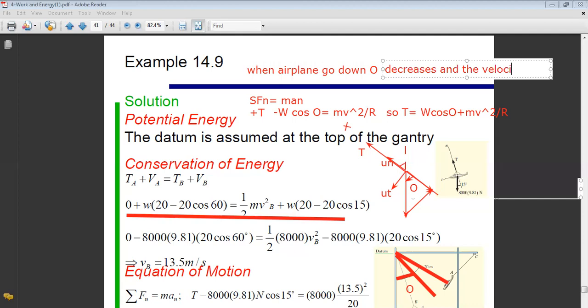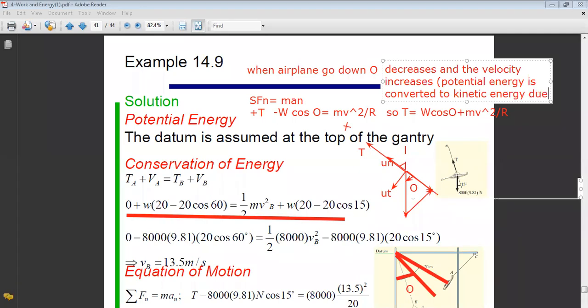v increases. Why? Because as we go down, the potential energy is reduced. Since potential energy is converted into kinetic energy when we go down, due to conservation of mechanical energy.